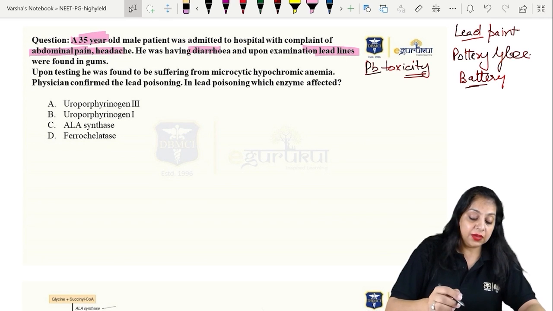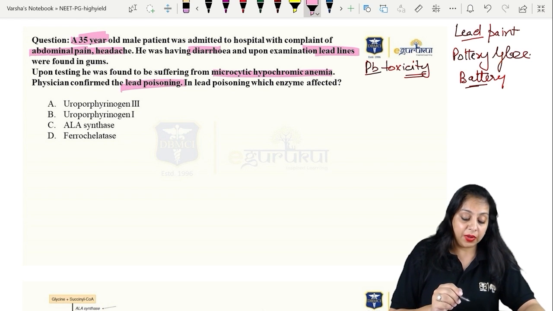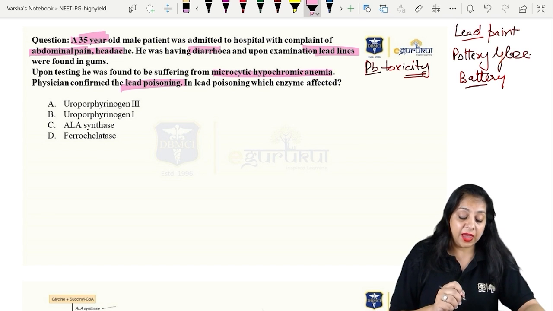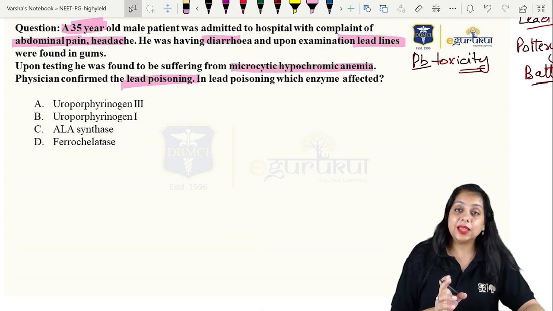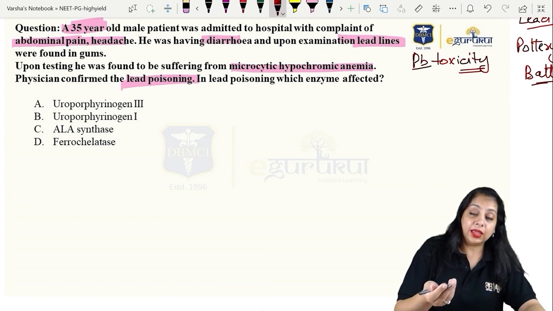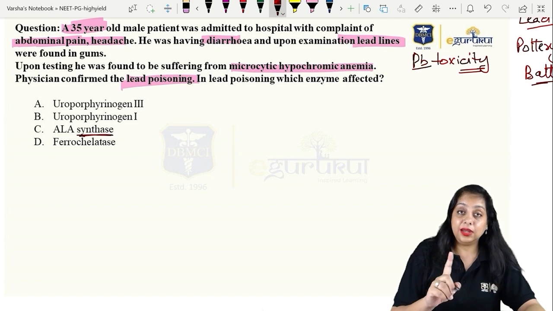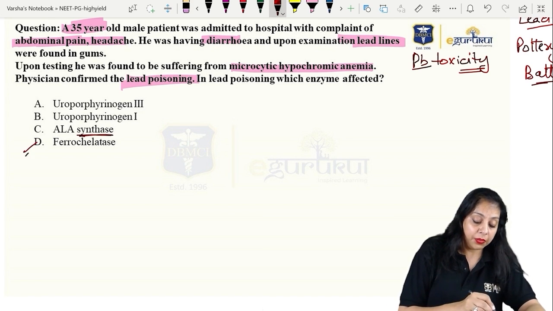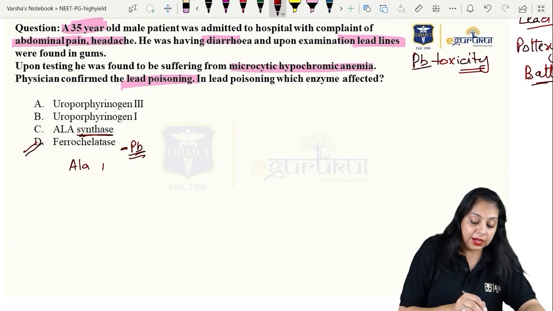Upon testing, he was found to be suffering from microcytic hypochromic anemia. Lead poisoning was confirmed by the physician. Which enzyme has been affected? What we know is that lead inhibits 2 enzymes, that is ALA dehydratase and ferrochelatase. That is a fact. That is not going to change. This is ALA synthase, not ALA dehydratase, so you're not going to pick it, but you are going to pick ferrochelatase because it will be inhibited by the lead. Another one is ALA dehydratase.